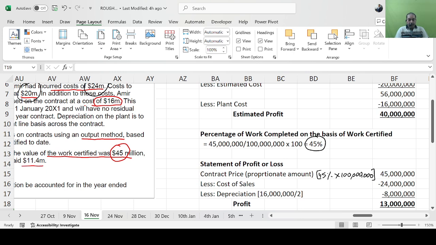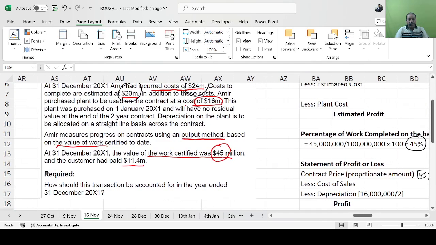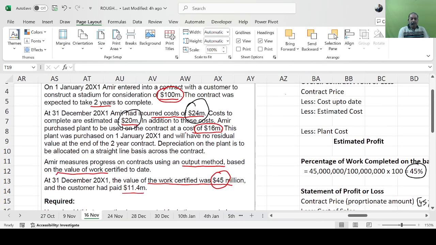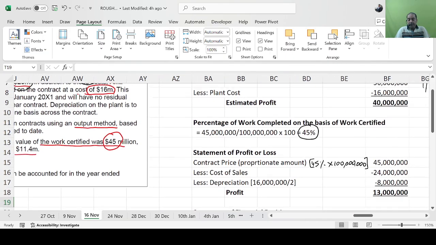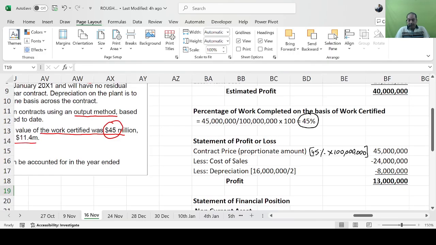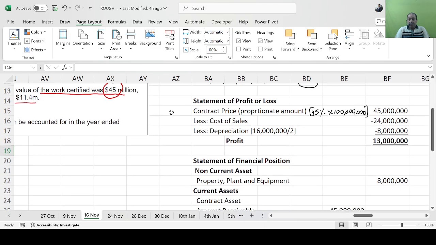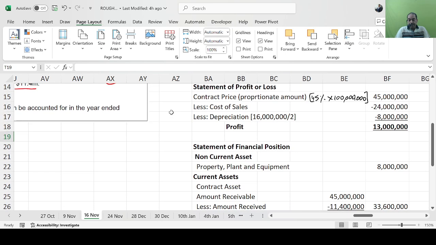Life of the project is 2 years. The project is only for 2 years. You can see that. Everything is given here. 2 years to complete. Correct? So $16 million divided by 2 years. So depreciation every year is $8 million. So your profit for the year is $13 million. 45 minus 24 minus 8. Clear? Then we come to statement of financial position.